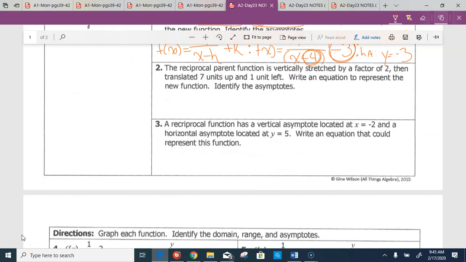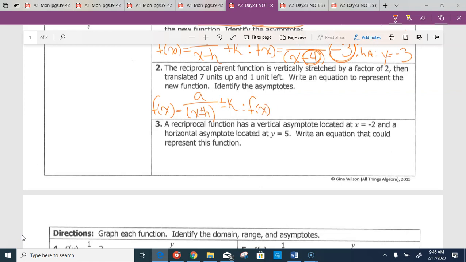Number 2, let's try this again. So let's write our standard form formula, f of x equals a over, and I'll just put in parentheses, x, I guess you could say plus or minus h, right? Plus or minus k, because we don't know if we're going up, down, left, or right just yet. All right, so now let's go ahead and look at our criteria.